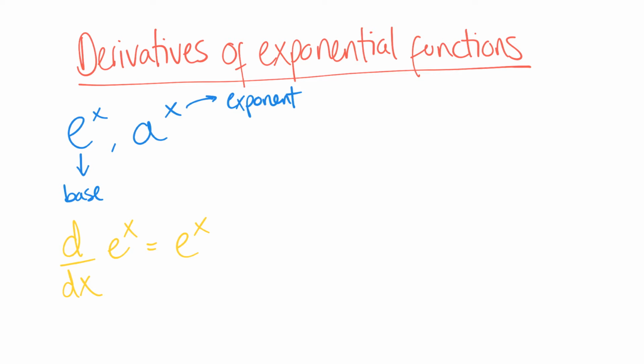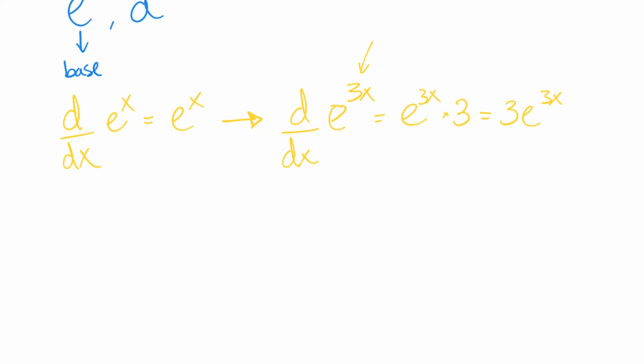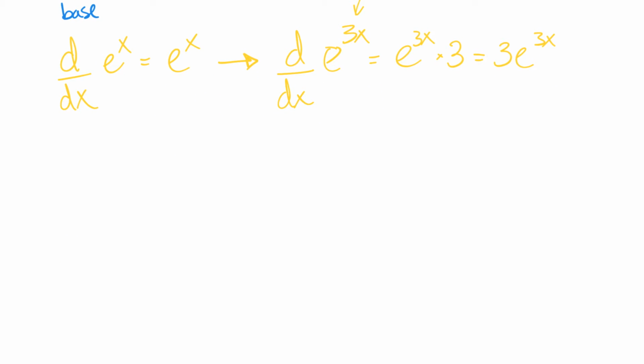Right? Now, this can definitely get more complicated if the exponent is a function and not just x. So for example, if I had a derivative of e to the 3x, then this would be e to the 3x times the derivative of the exponent, so times 3. Therefore, 3e^(3x). Okay?